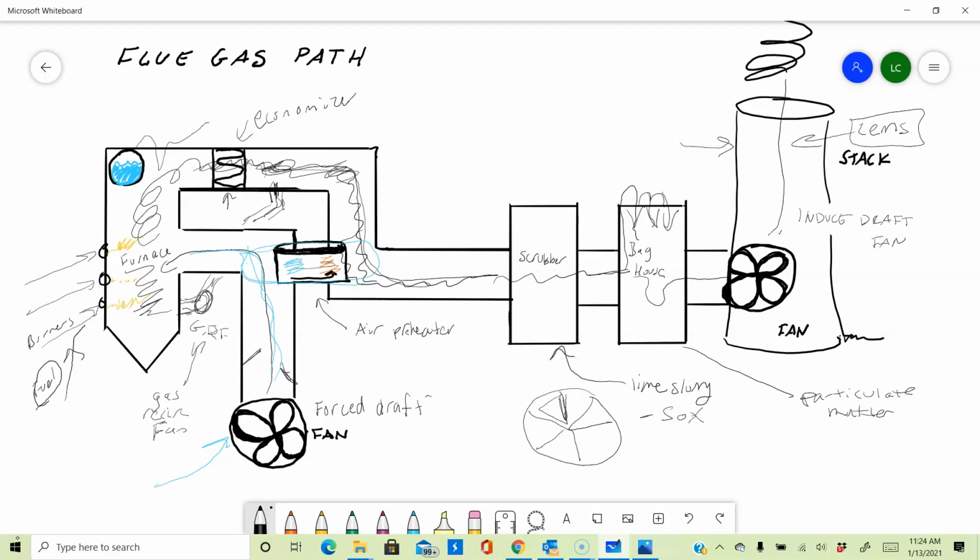Again, we're going to go over this in greater detail, but just wanted to give you a quick overview of what a flue gas path typically looks like. And that's it.